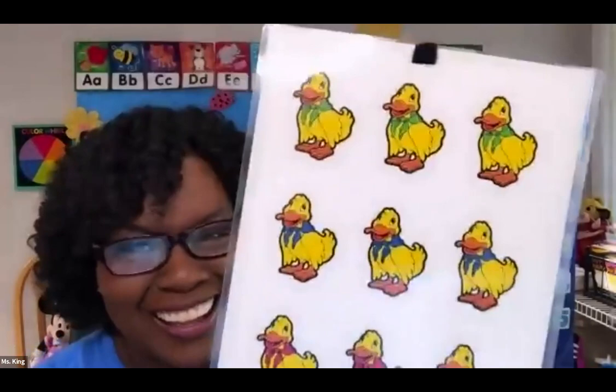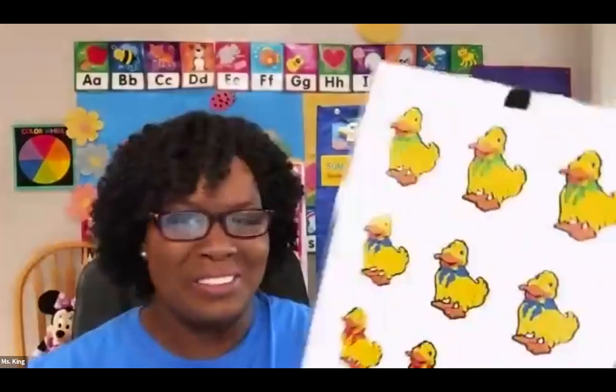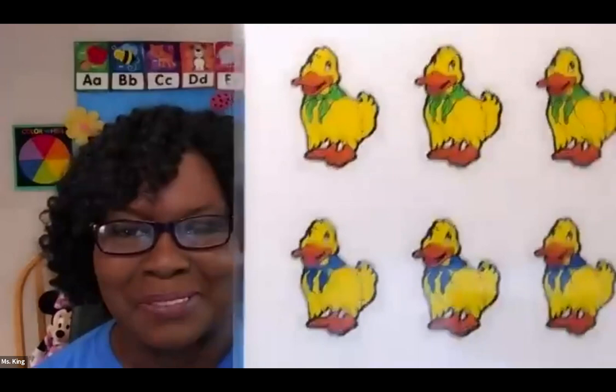Those ducks laughing. Those are so happy ducks. Something is making them laugh so hard, but they are laughing. 9 laughing ducks. All right. Those ducks are laughing. All right.